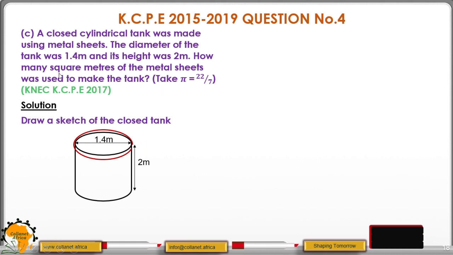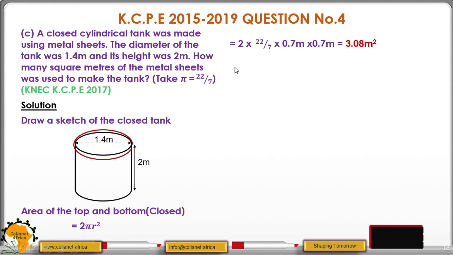So how do you get the area? Area is length times width. Area of the top and the bottom. Since the top and the bottom are made of circles, then we use pi r squared. And there are two of them. We have the top and the bottom. That is why you have our 2 here. So it will be pi r squared. That is the area of a circle.